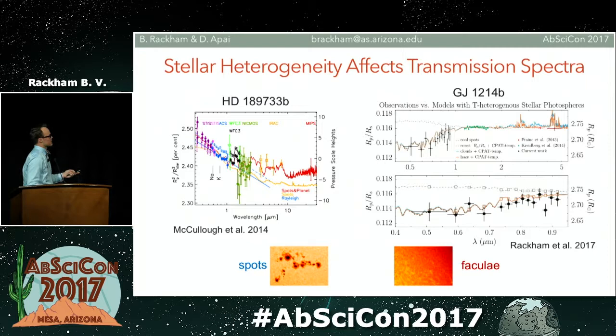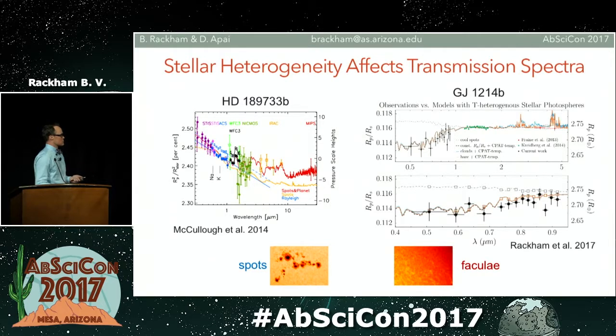And in some work that I led on the sub-Neptune GJ 1214b, we found that its optical spectrum is sharply reduced, and that is the effect of unocculted faculae on its mid-M dwarf host star.